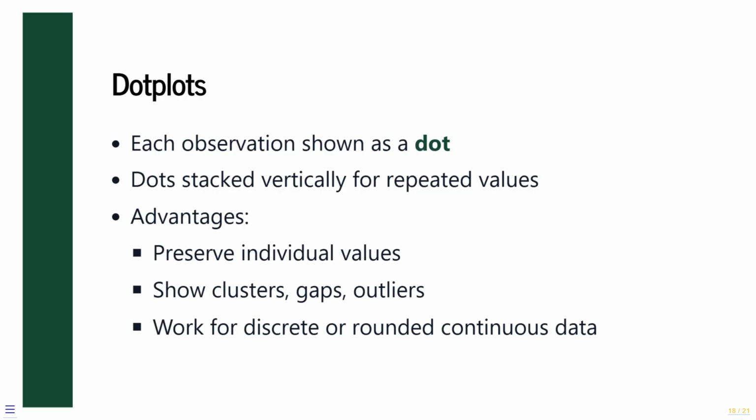This makes it easy to identify clusters, gaps, and outliers, as well as to see the overall shape of the distribution. Because dot plots work directly with individual values, they are flexible enough to handle both discrete variables, such as counts, and continuous variables, especially when the data are rounded. They are also quick to construct and intuitive to read, making them a popular choice for exploratory analysis and classroom demonstrations.